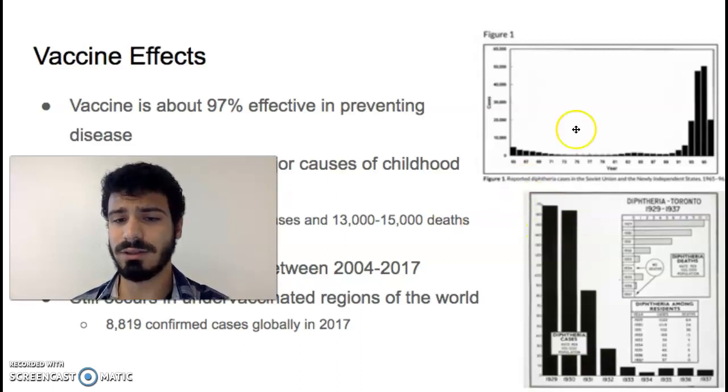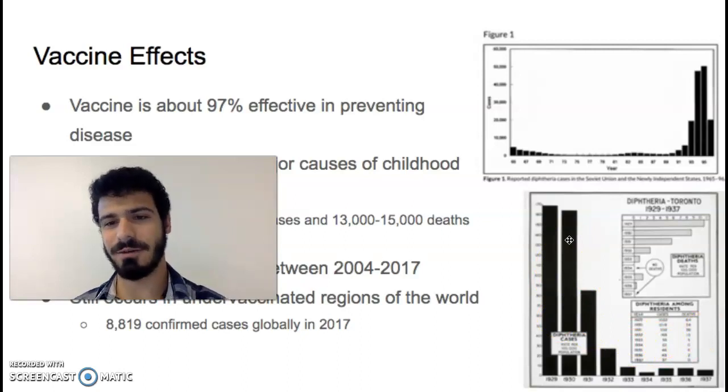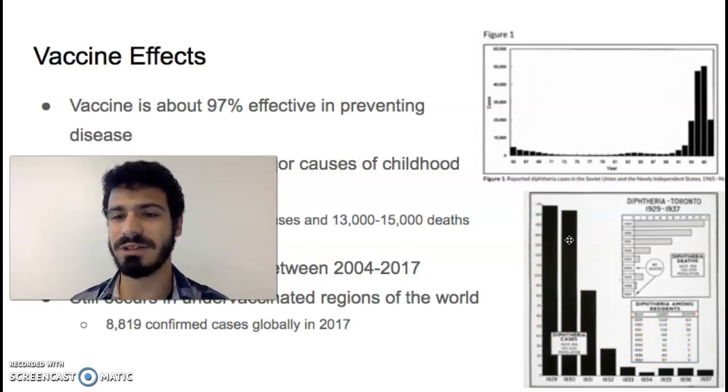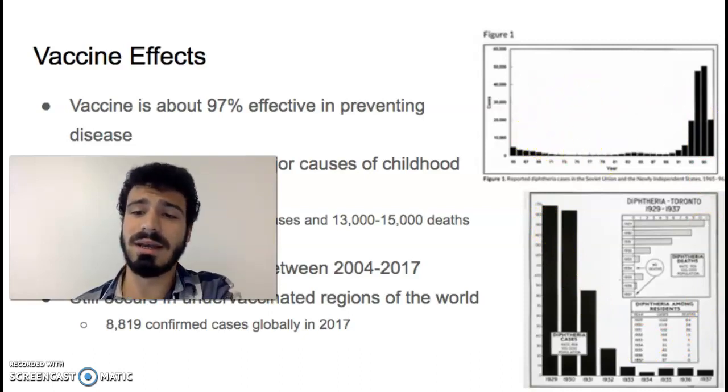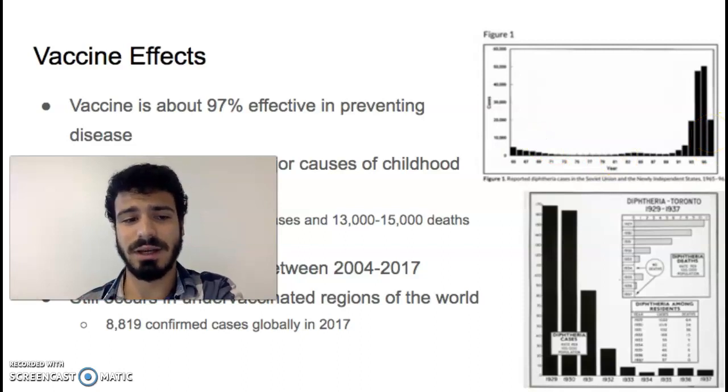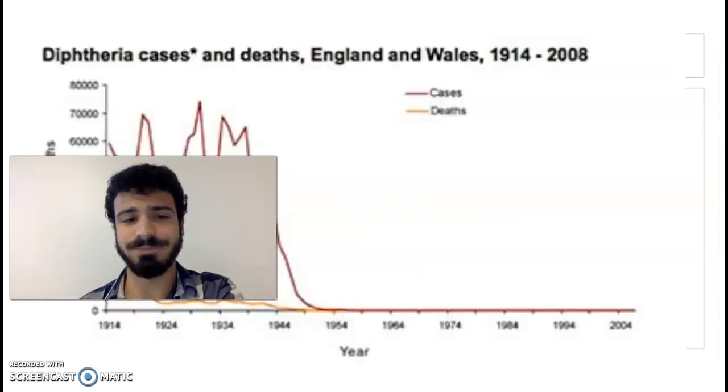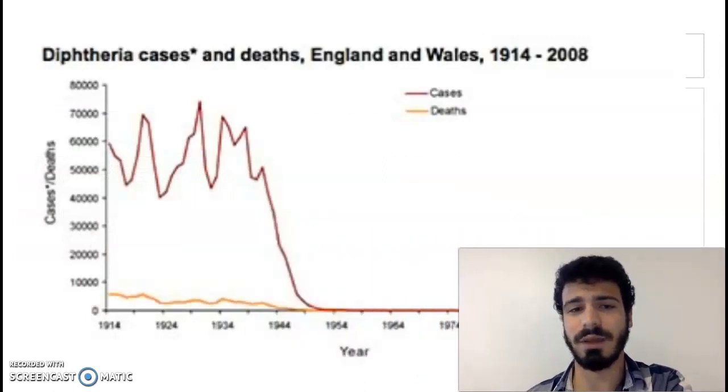Here you can see in these two pictures just how the vaccine has an effect on the incidence of diphtheria disease. The bottom one shows when the vaccine was introduced. The top one shows the Soviet Union, where an epidemic broke out in the 90s because of the lack of vaccinations. So that was a serious thing.